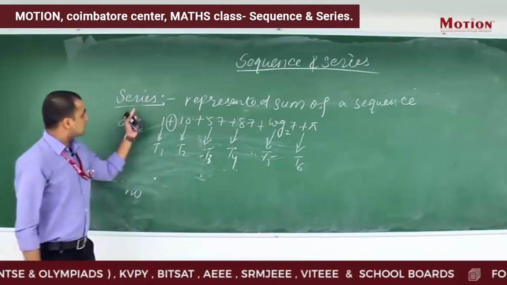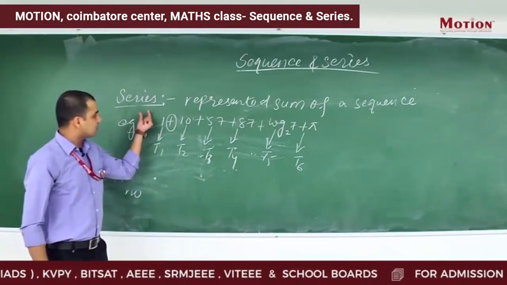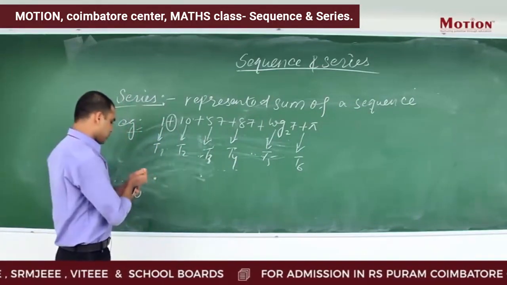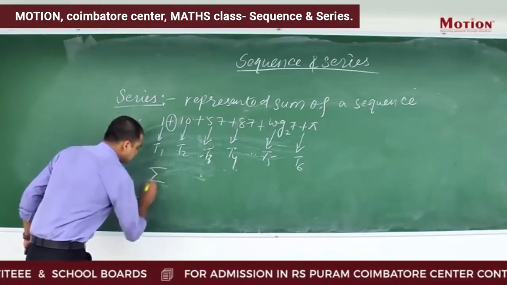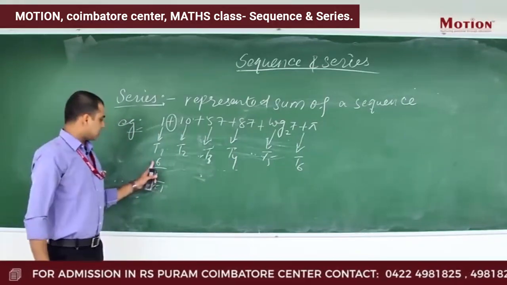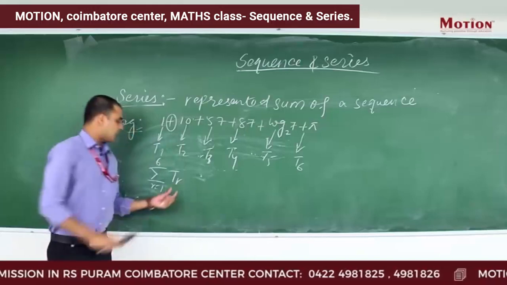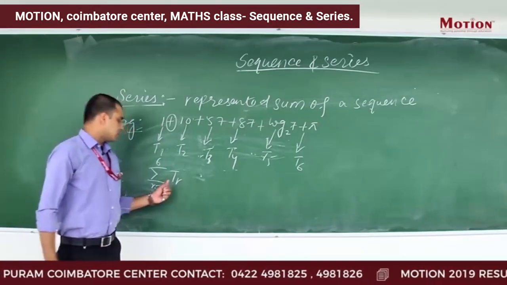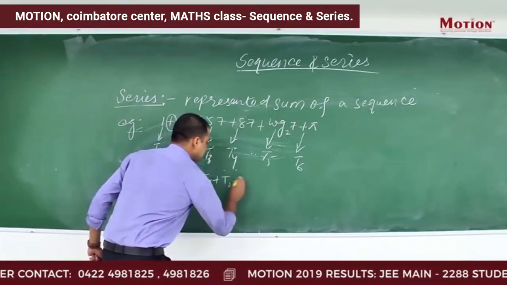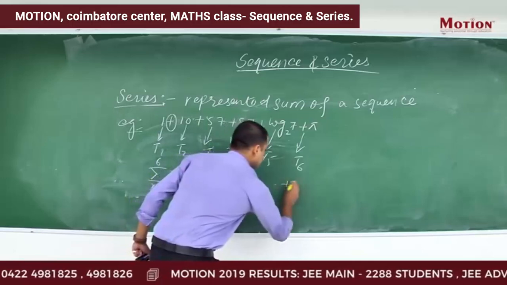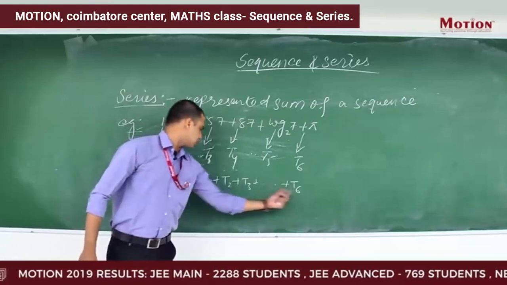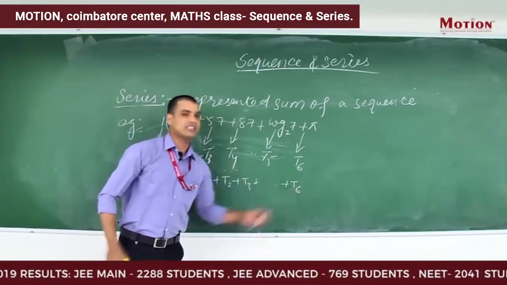So what is the main difference between sequence and series? In a sequence we are differentiating by commas, in a series we are differentiating with a plus sign. We can also use summation: r equals 1 to 6, the lower limit r equals 1 and the upper limit 6. For TR, if you put r equals 1 you get T1, plus if you put r equals 2 you get T2, and so on up to T6. The highest limit is 6, so we can go at most up to T6.